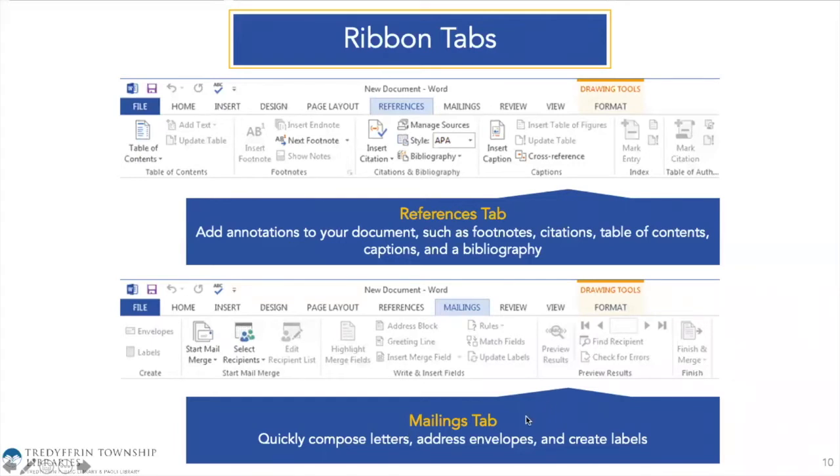The next tab is the Mailings tab, and this is a great resource to quickly compose letters, address envelopes, and create labels. So if you are working with labels and say you purchase an Avery label from Staples, you can actually look up the Avery. You can look up on Word the label that you've purchased or the envelopes that you've purchased, and you click on the document. You'll just click labels and it'll ask you to look up the Avery number.